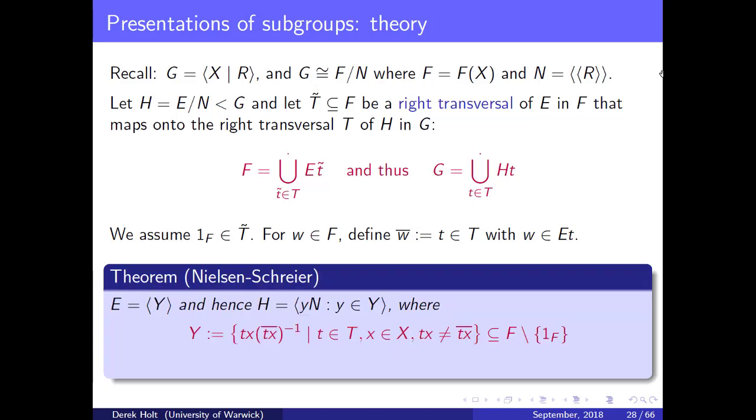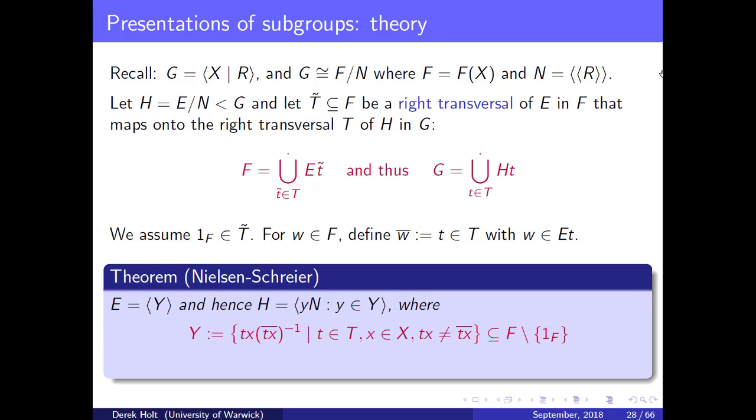And now we have the theorem, which tells us the generate, so this gives us what's called a generating set of H, which is generally not the generating set we started with. It's typically a slightly larger generating set whose size is roughly the size of the transversal times the original generators. So it's bigger by a factor of the index.